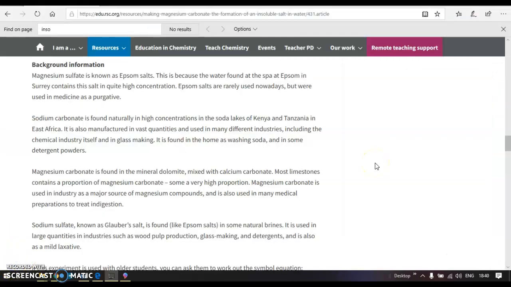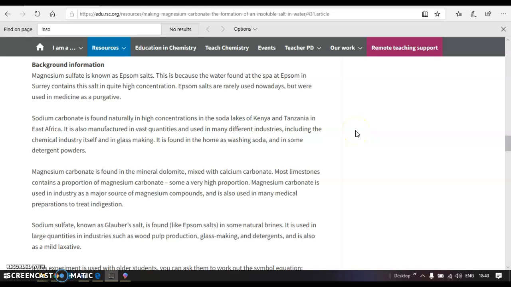A little bit of extra information for you, background information to make it quite interesting. Magnesium sulfate is actually known as Epsom salts. Not too far away from where I grew up, in a town called Epsom, which is a spa town in the United Kingdom, in a county called Surrey. The water found at that spa town contains the salt in quite high concentrations. Epsom salts are rarely used nowadays, but were used in medicine as a purgative.